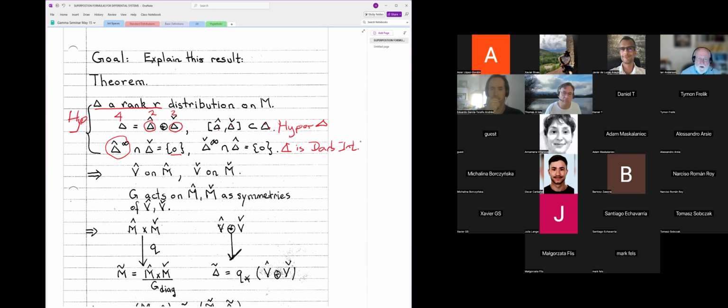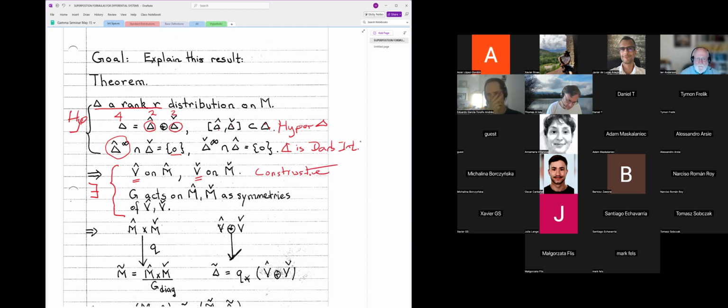So these are our hypotheses: a distribution which breaks into two pieces, and these conditions on the derived flag. And the conclusions come in two pieces. Here's the first conclusion right here. From this data, there exists another distribution, V hat, and another distribution, V check. These are smaller in rank than the original, and these manifolds are smaller in dimension than the original. So you can find two, I would say, simpler distributions, V hat and V check. And this is constructive, and it's very easy to construct.